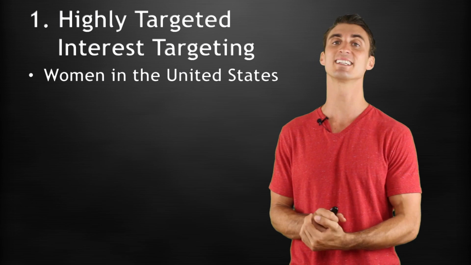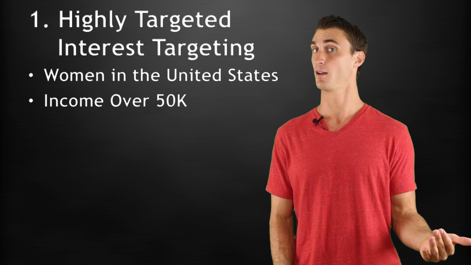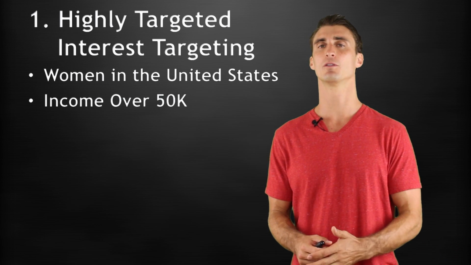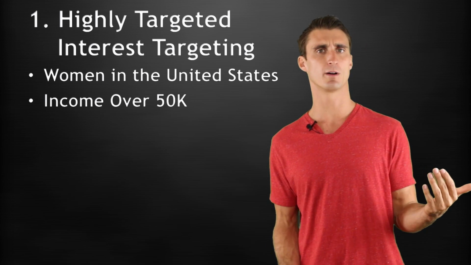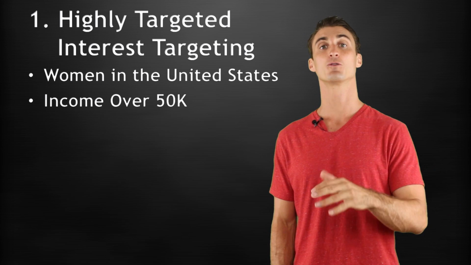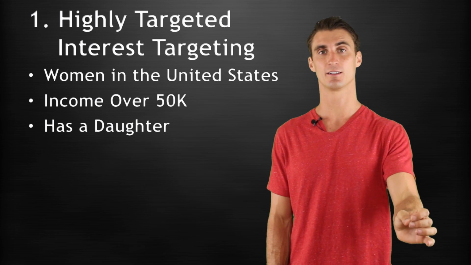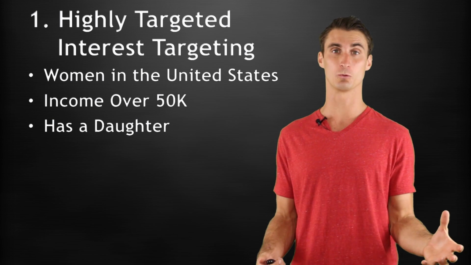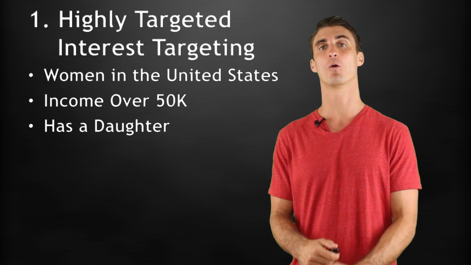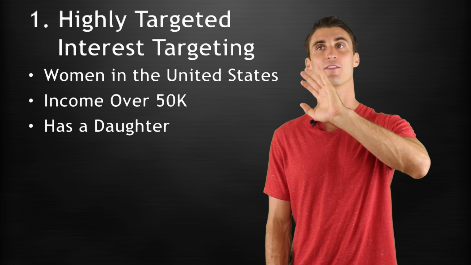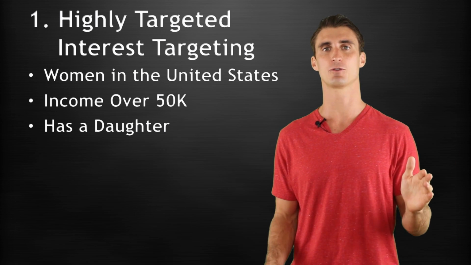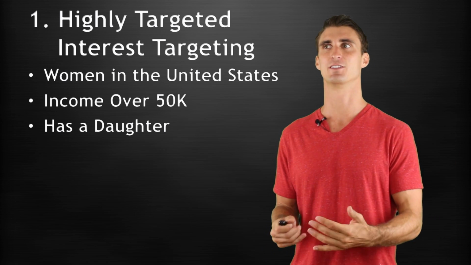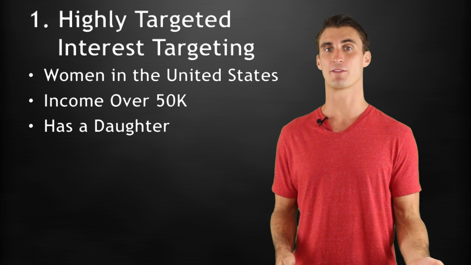Then you could do income over $50,000 a year. All right, so that cuts out a lot of people. If someone makes over $50,000 a year, they have some extra money to spend. So that's another level. You can even say things like has a daughter. Well, that's huge. As a marketer, if I can target only women that make over $50,000 a year, and I didn't add this in, but you can also do within a certain age range, and they have a daughter, you know a lot about that person.